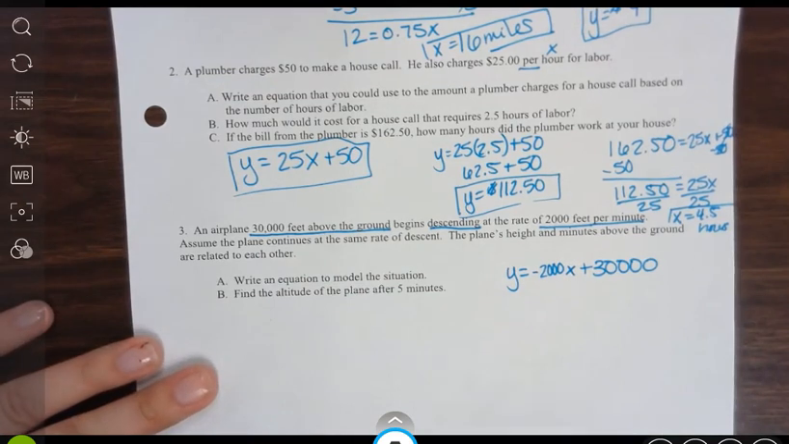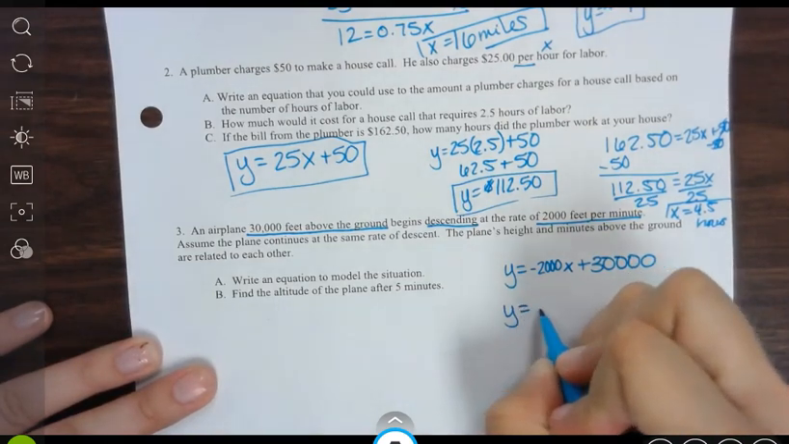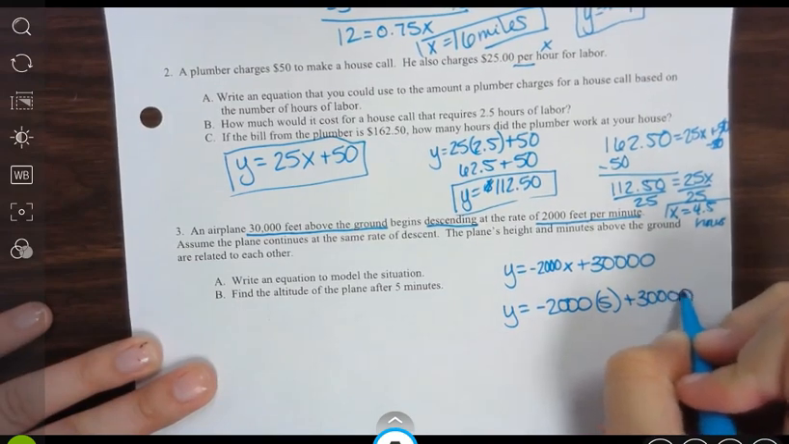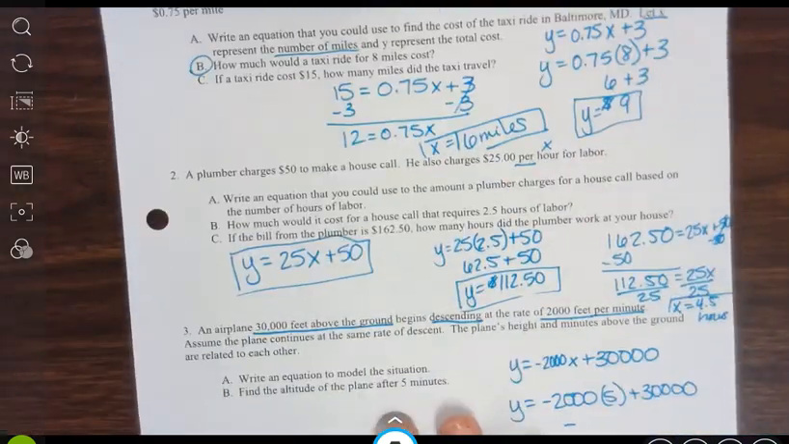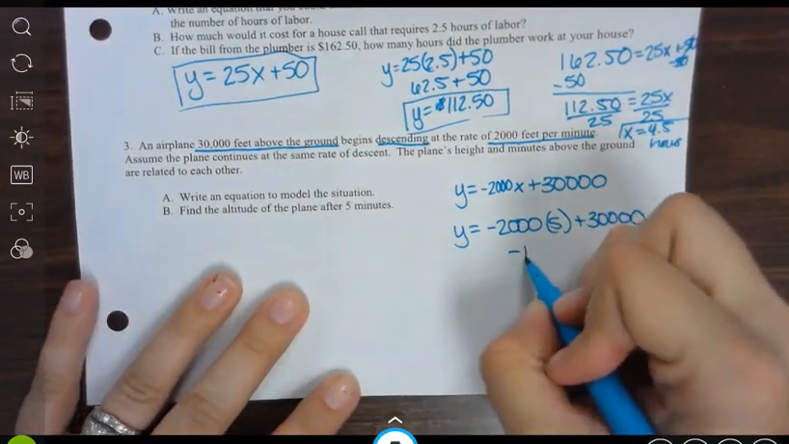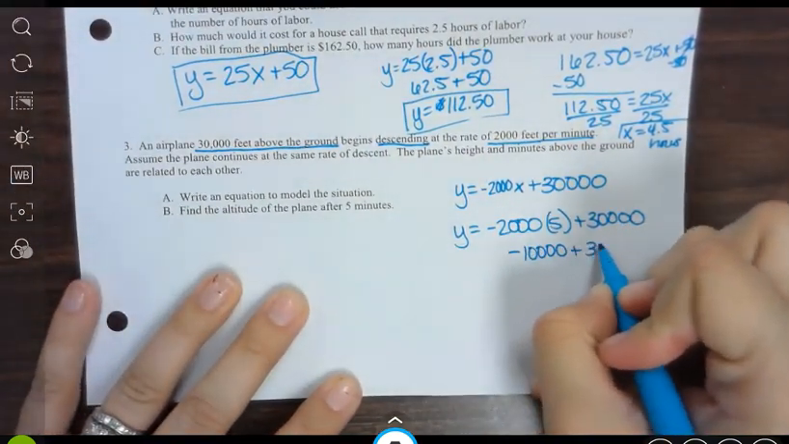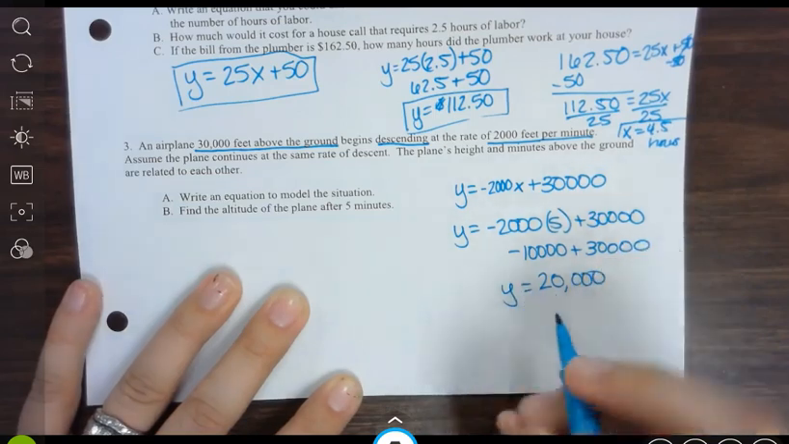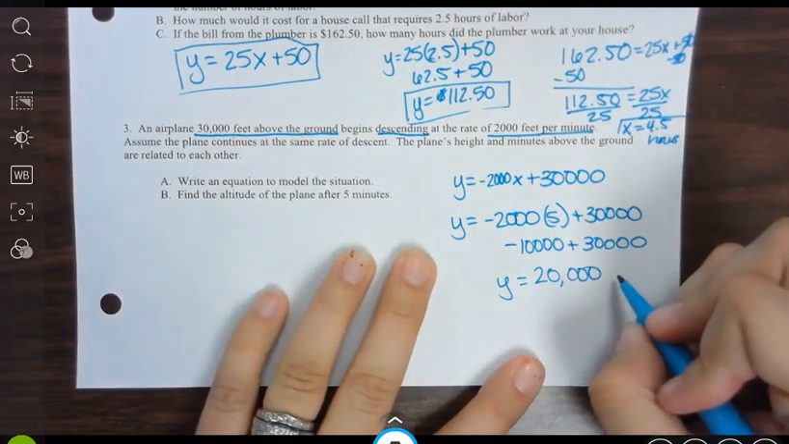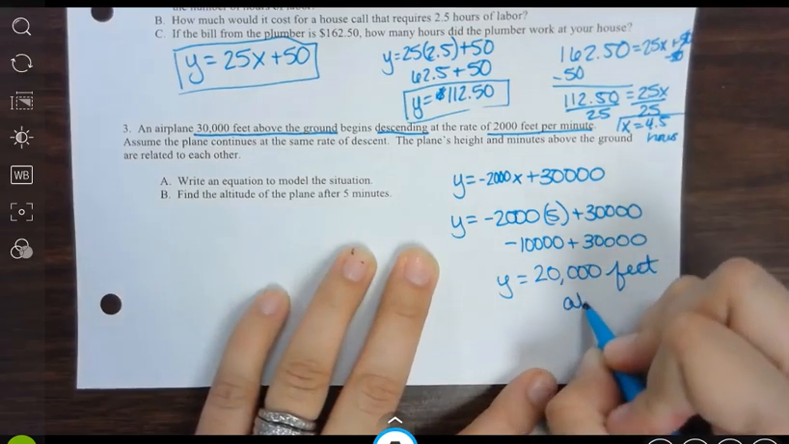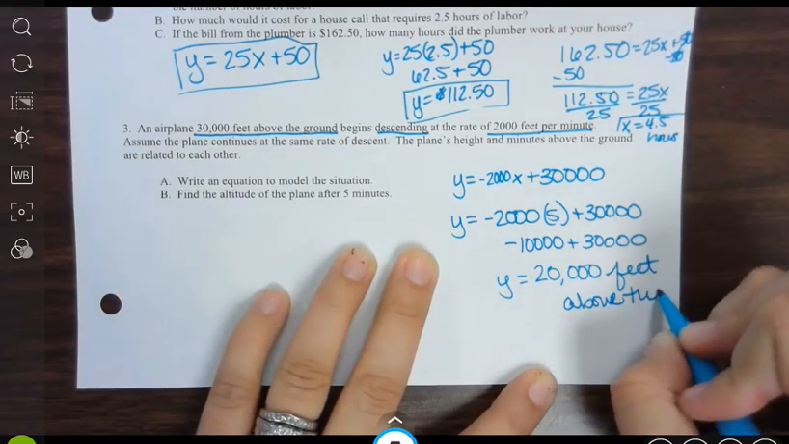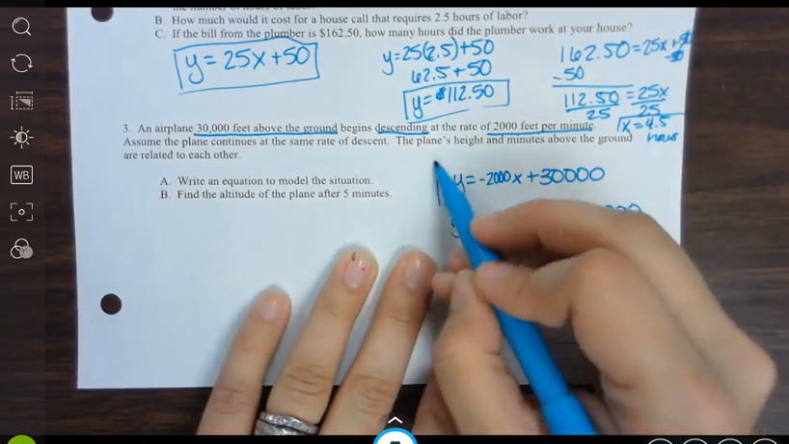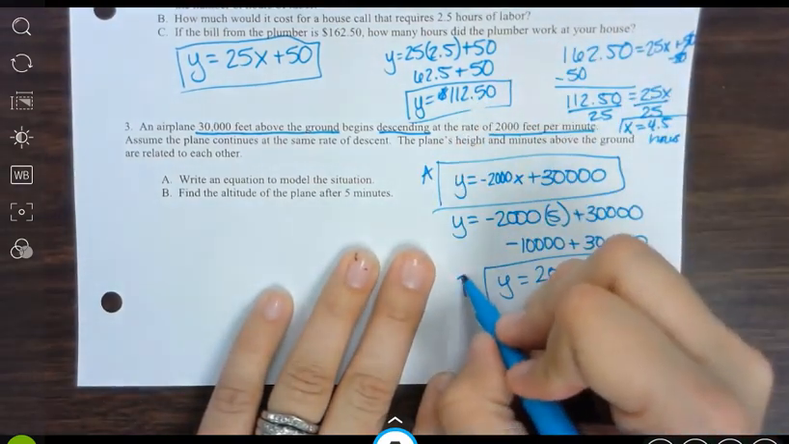It says find the altitude of the plane after 5 minutes. So y equals negative 2,000 times 5 plus 30,000. 2,000 times 5 is negative 10,000. So y is equal to 20,000 feet above the ground. So this is A's answer and this is B's answer.